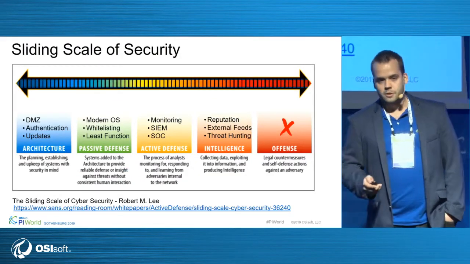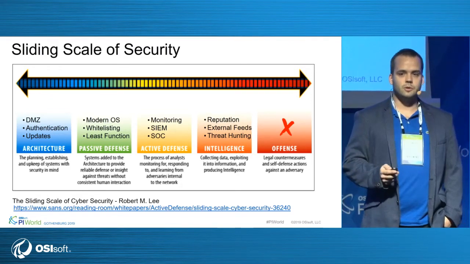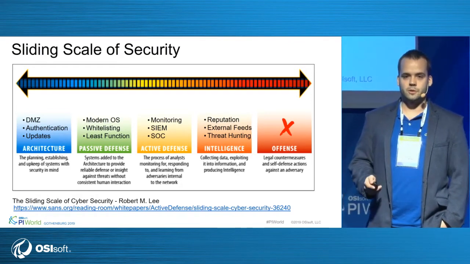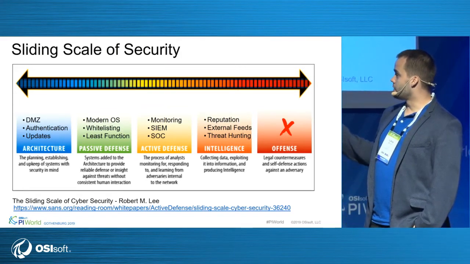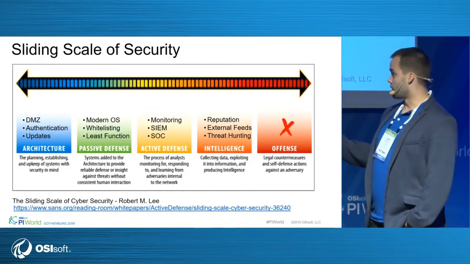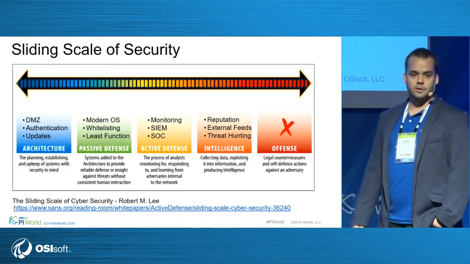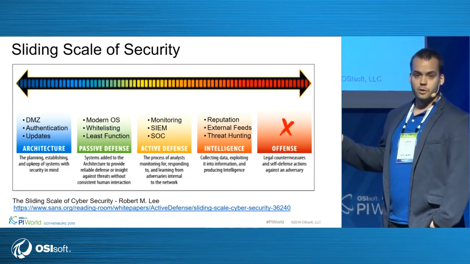Now, how do we start? How do we start with cybersecurity, and how do we know where and how to spend our resources, our time and money? So what I like is this model of a sliding scale of cybersecurity. This was put forward by Rob Lee from the SANS Institute. And it has 5 building blocks.